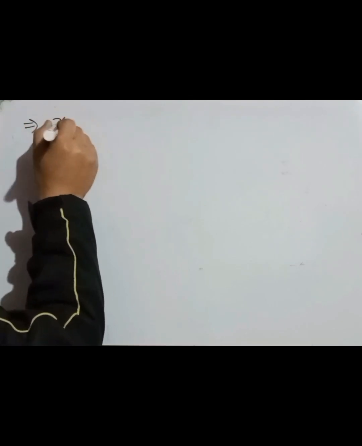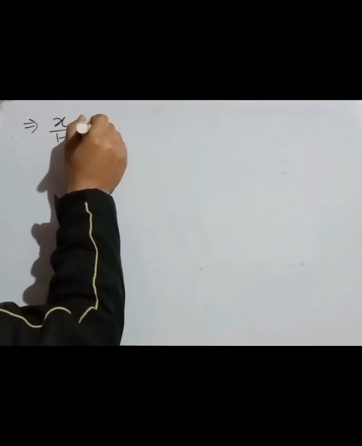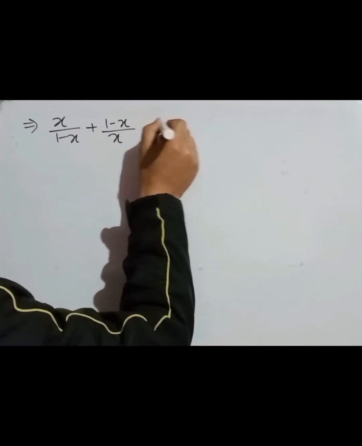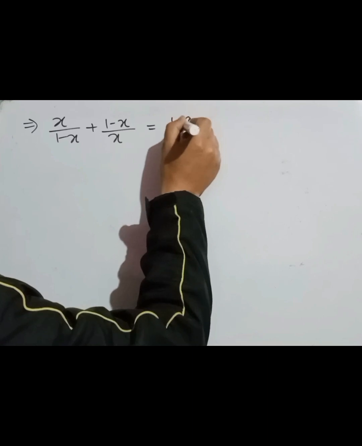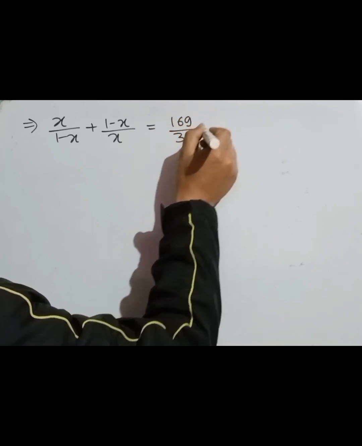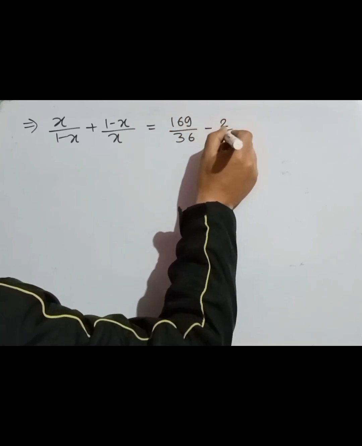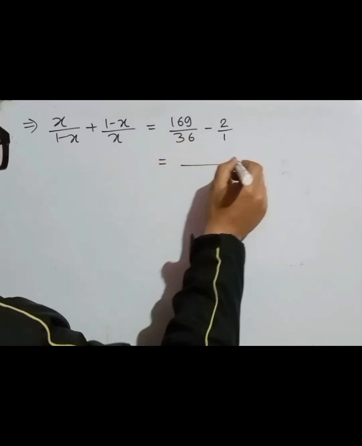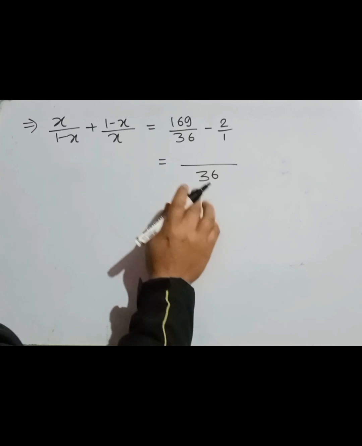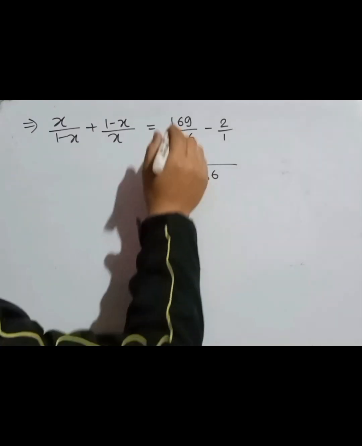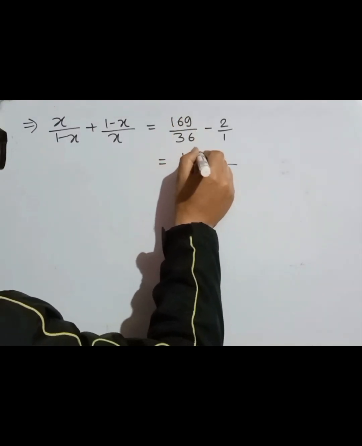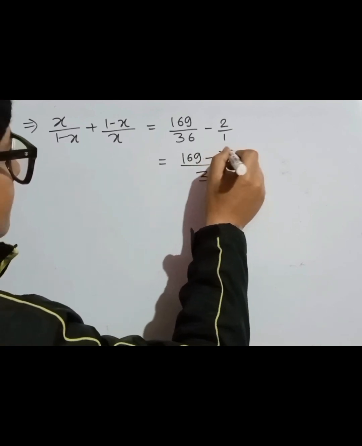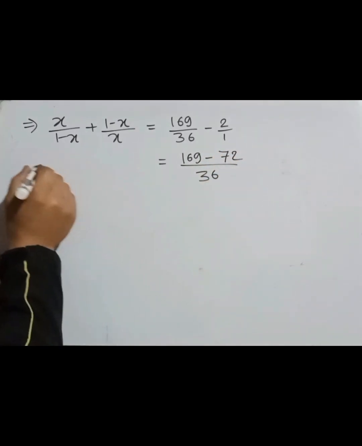Now to calculate the difference in the right hand side, we have to find the LCM of their denominators, 36 and 1, and the LCM is obviously 36. Here the right hand side is 169/36 − 2/1, and the LCM of 36 and 1 is 36. When we divide 36 by this 36, the quotient is 1, and 1 into 169 is 169, minus when we divide 36 by 1, the quotient is 36. 36 into 2 is 72.